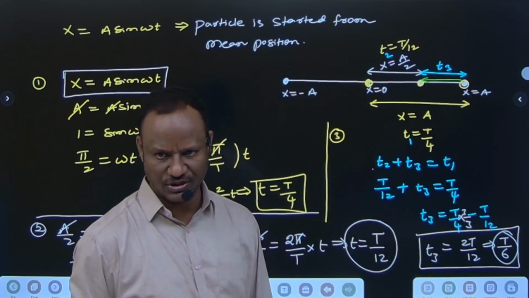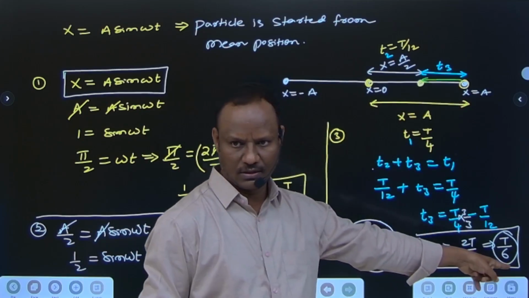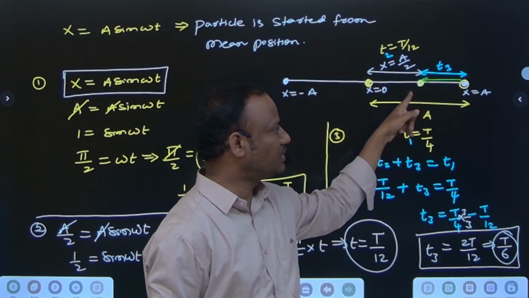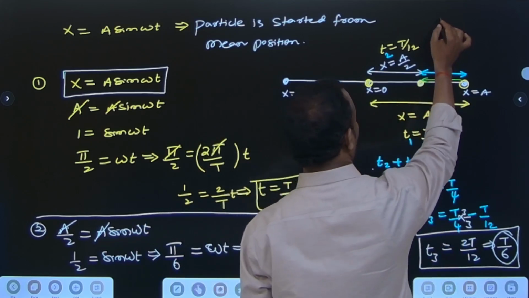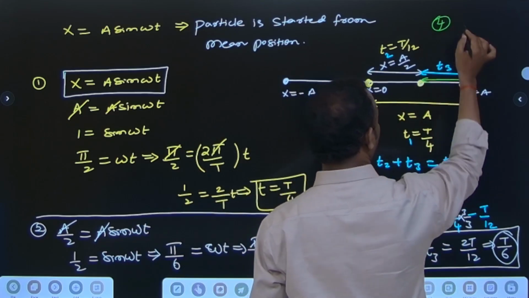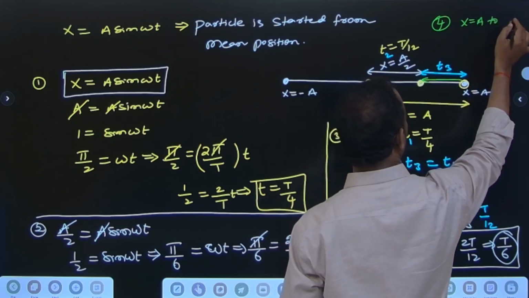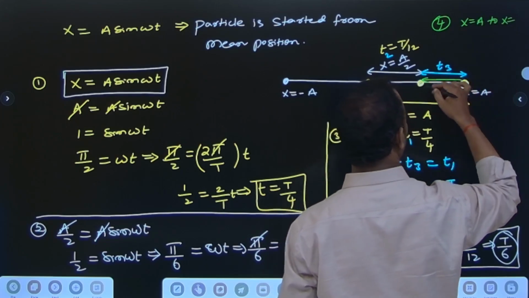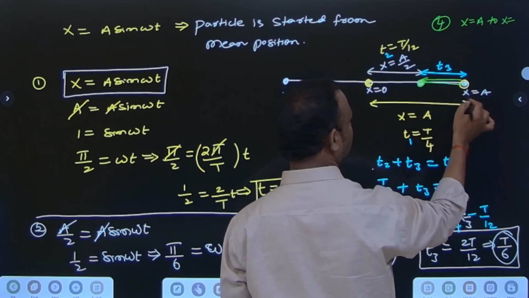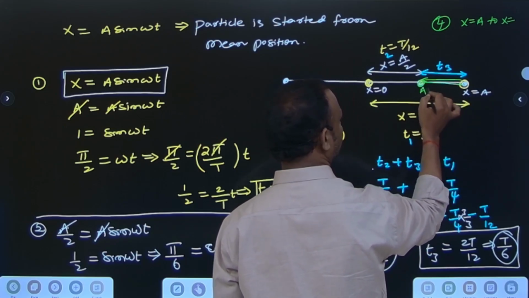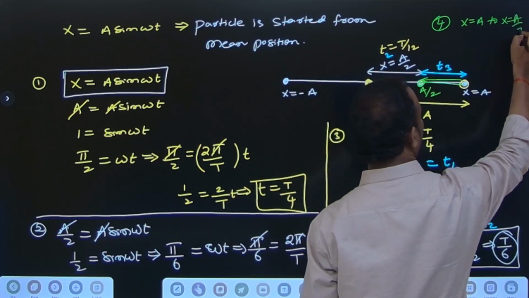Let it be. I want to check on this. What is the time taken to move from here to here? T by 6. Moving from extreme to mean, what? So next one, this is third. As a fourth one I am writing: from x equals a to x equals what? What is this from here to here? No, this is a. This becomes what? A by 2, na? A by 2. So it's what? A by 2, you can try.